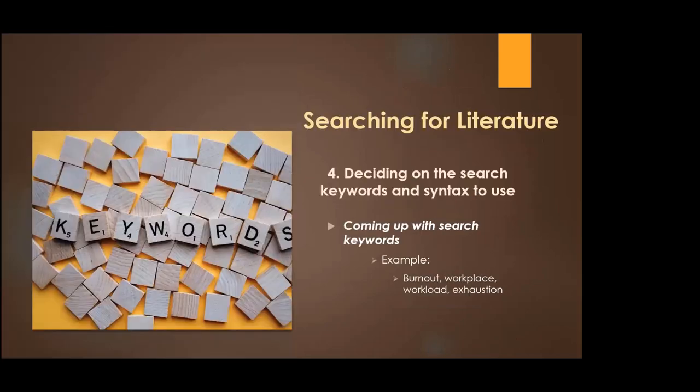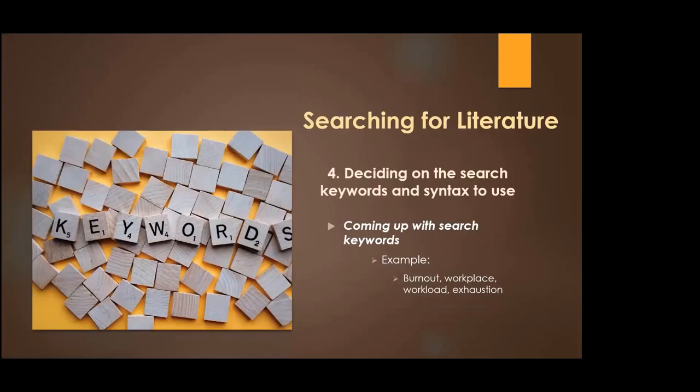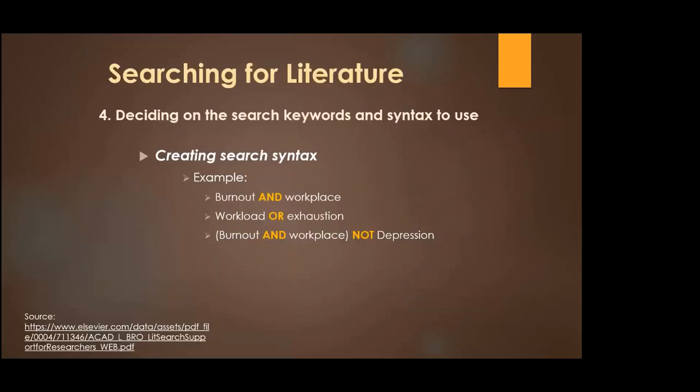That will inform the next stage, where you have to decide the kinds of words to use to search. Knowing your criteria will help you. If my subject matter is burnout, this means I can search the word burnout, and maybe burnout in the workplace. So my searching will be burnout and workplace, or burnout only. You can say I will select an article if it talks about burnout, workplace, maybe workload. So you have to decide. But the decision should be based on the criteria that you have set for yourself.